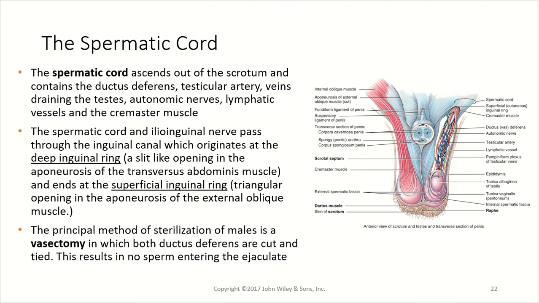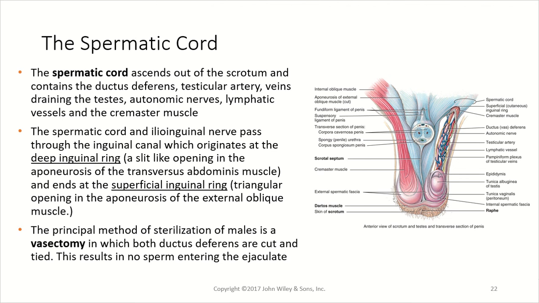The spermatic cord and the ilioinguinal nerve are going to pass through the inguinal canal, which is going to originate at the deep inguinal ring. This is basically just a slit-like opening in the aponeurosis of the transverse abdominal muscle, and it's going to end at the superficial inguinal ring.